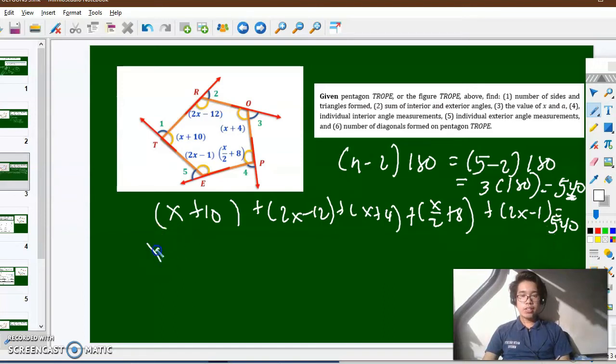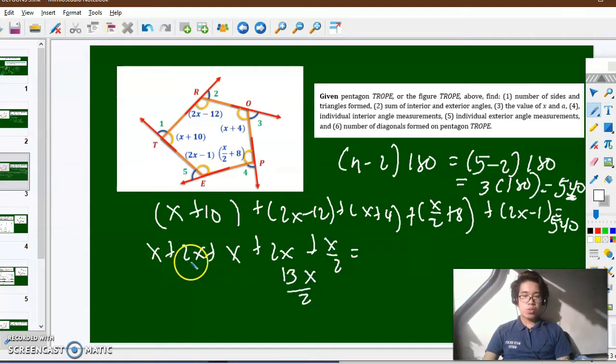So what's x plus 2x plus x plus 2x plus x over 2? That's simply 13x over 2. How did we get that? x plus 2x is 3x, plus x is 4x, plus 2x is 6x, and then 6x plus x over 2.